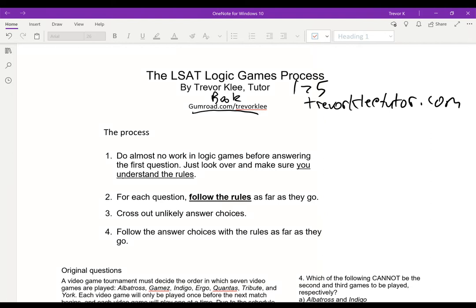So what is the LSAT logic games process? It's based on a couple things. Really 4 steps. These are much more straightforward than pretty much anything you've seen from other courses or tutors, and there's a good reason for that. I sort of abide by the KISS principle, keep it simple, stupid.